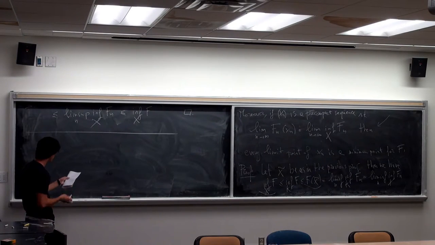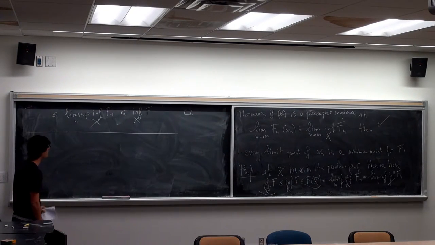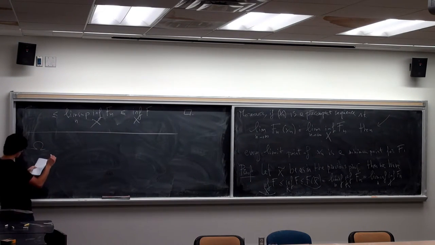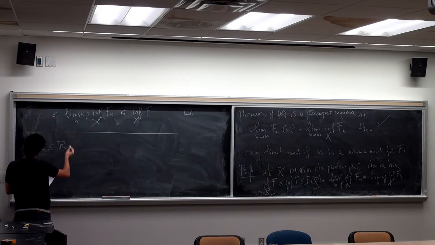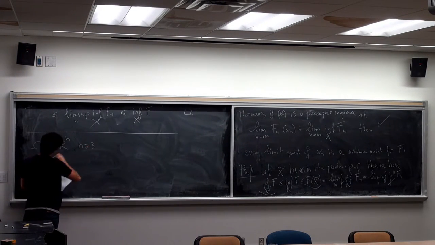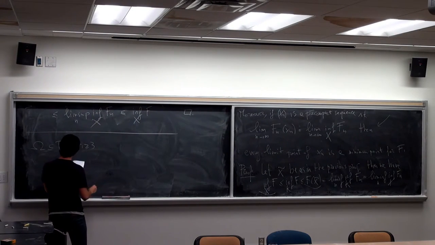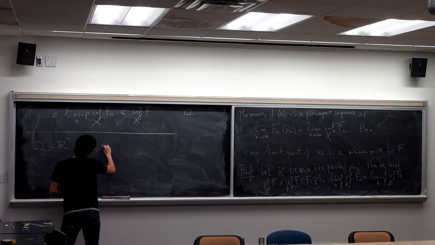So what I'm going to show now is an example for which computing the gamma limit translates information on the minimizers of F_n into information on the minimizers of F. And I'm going to need to set up some notation before. So let's consider omega to be in some R^n, where n is greater than or equal to 3, and let it be open and bounded.